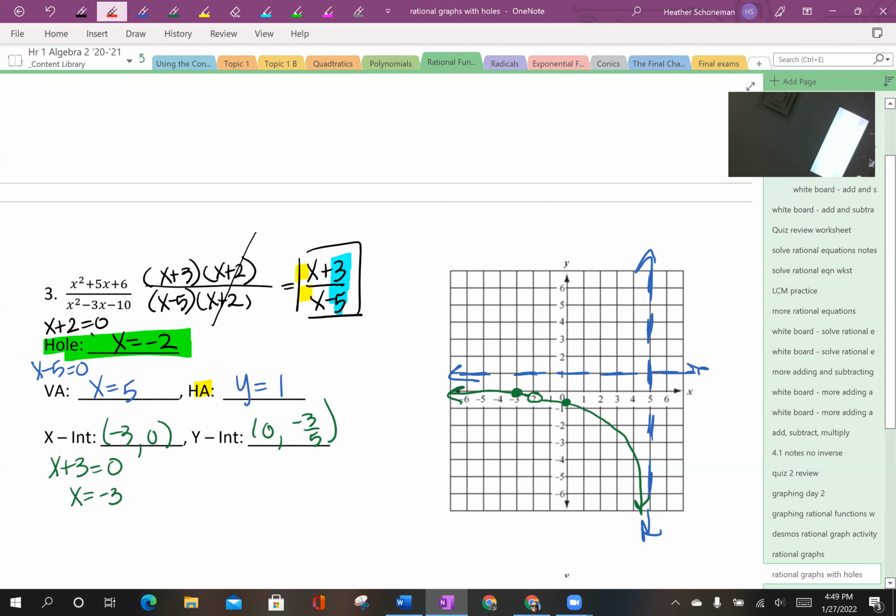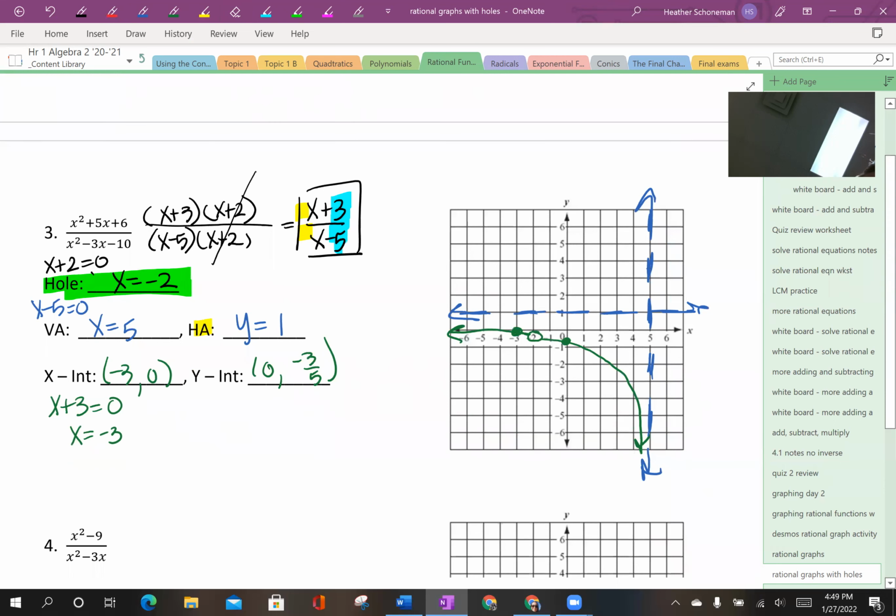Oh, we've got to find 2 more points because I've got 2 points down here. I ended up actually having pretty much 3, but I still need 2 points in the other section. And since these were in the bottom left, I know I need them in the top right. So when I'm picking points, I can't pick 5. That's on my asymptote. So I'm going to start with 6. So let's find f of 6. f of 6 is going to be 6 plus 3 over 6 minus 5. So it's going to be 9 over 1, which is up here a little bit.